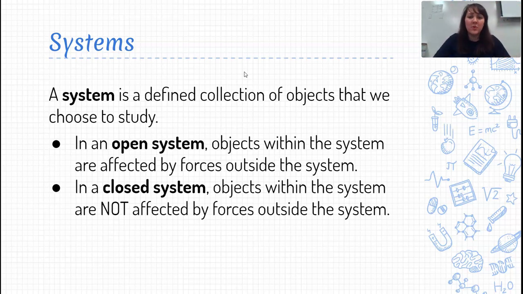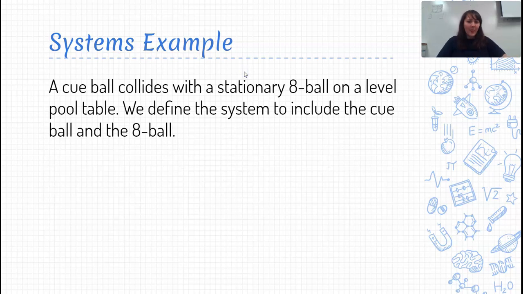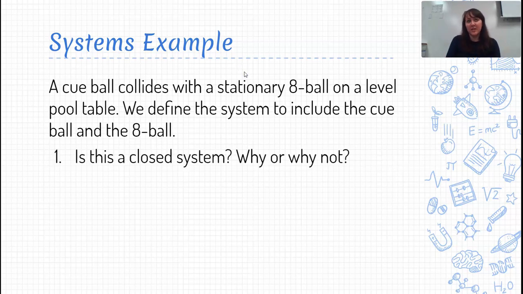Okay. So to give you an example of this, say we're going back to our pool table. A cue ball collides with an 8-ball. The 8-ball starts off stationary. It's on a level pool table, and maybe we say our system is just the cue ball and the 8-ball. Those are the two objects that we are interested in, so that's how we're defining our system. So my first question is, based on this information and what you know about the world, do you think this is a closed system, or why not?